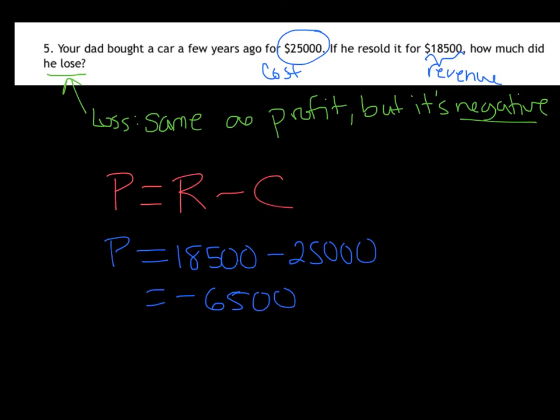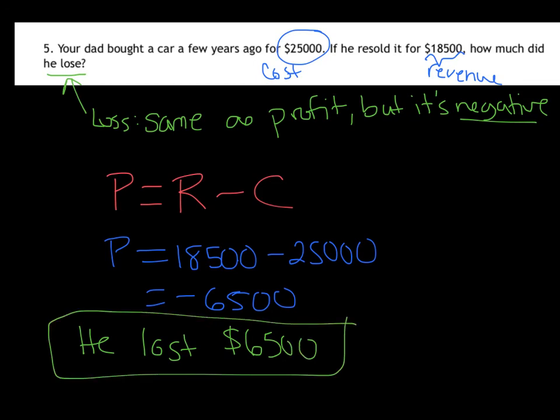And we actually know that it should be negative because it's asking us how much he lost. So you wouldn't really answer this question with negative $6,500. You would say something like, my dad lost $6,500. So something like that is a good way to answer that question.